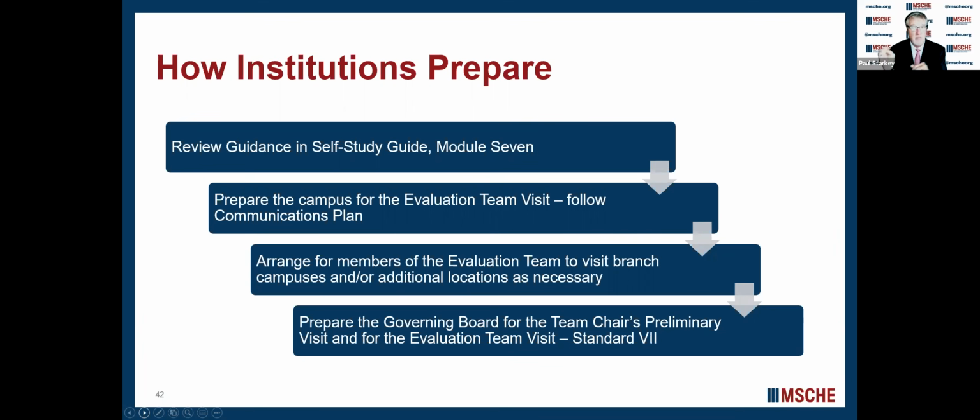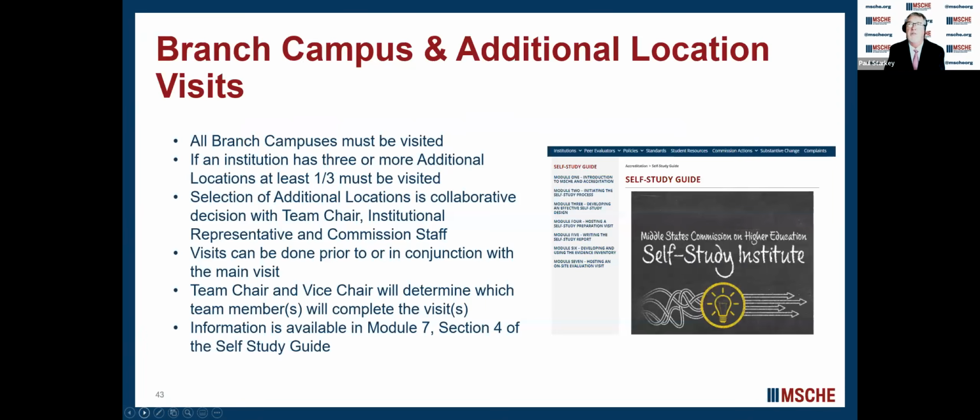So make sure that you have some members of the evaluation team to visit the branch campuses and the additional locations, and prepare your governing board. Because Standard 7, where we're talking about the governing board, more and more, the question that is asked is, how does the governing board evaluate itself, right? How do you do succession planning for senior leadership and for the governing board? So make sure that your governing board is cognizant, knows what to expect when that team comes.